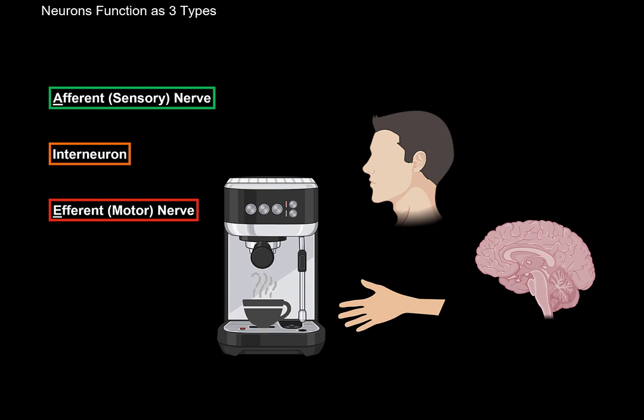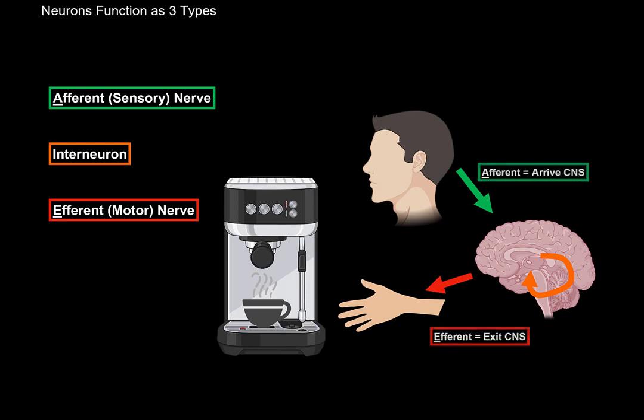Let's say you wake up in the morning and you see a coffee, and you don't just see it, you also smell the coffee and you hear the sound of the coffee machine working. All of these neurons being stimulated will lead the signal towards the central nervous system as sensory neurons or afferent neurons. Then these signals are interpreted in your brain through interneurons, and suppose you've decided that you want the coffee. In that case, the brain is going to engage motor neurons or efferent neurons to activate muscles in order to pick up the coffee cup. So remember, afferent neurons arrive into the central nervous system. Efferent neurons, they exit the central nervous system.